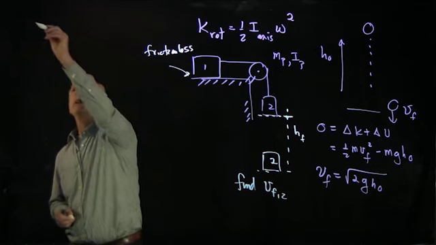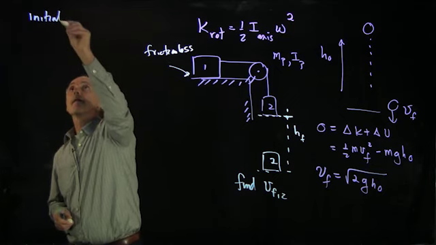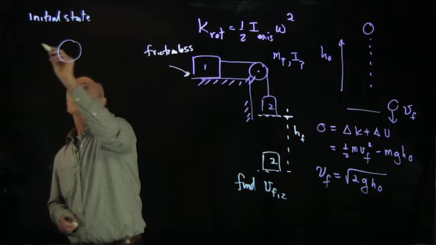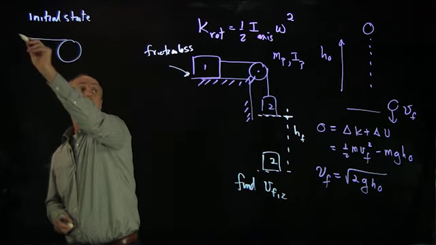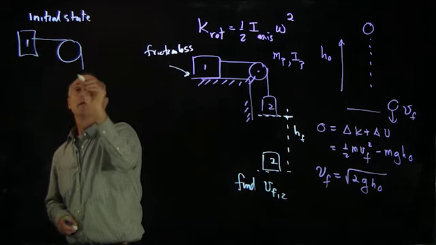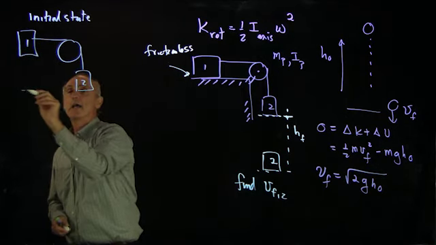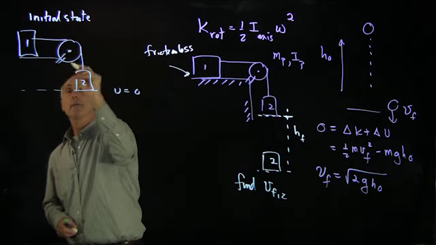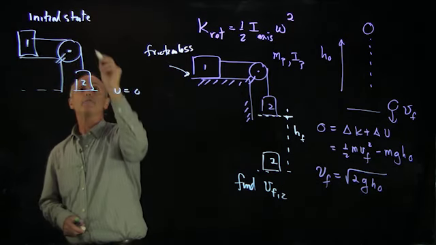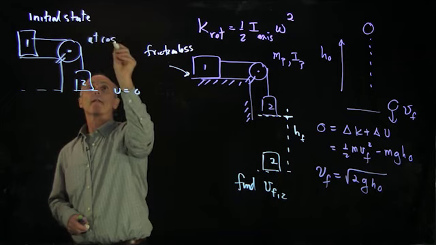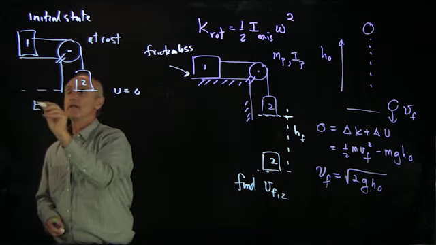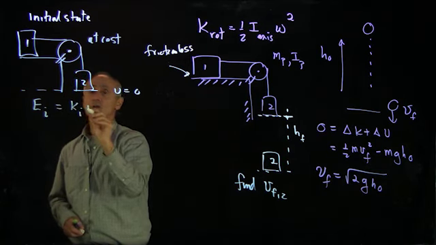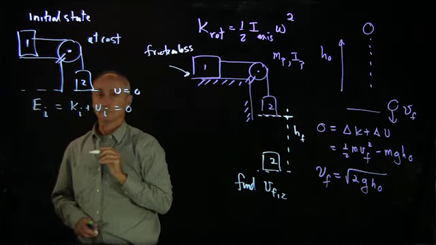And so we'll have an initial state. And in our initial state, we'll just have the initial block 1, block 2, and I'm going to choose U equals 0. Here's my pulley. And everything is at rest. And so in the initial state, the initial energy, E initial, K initial plus U initial, is 0.